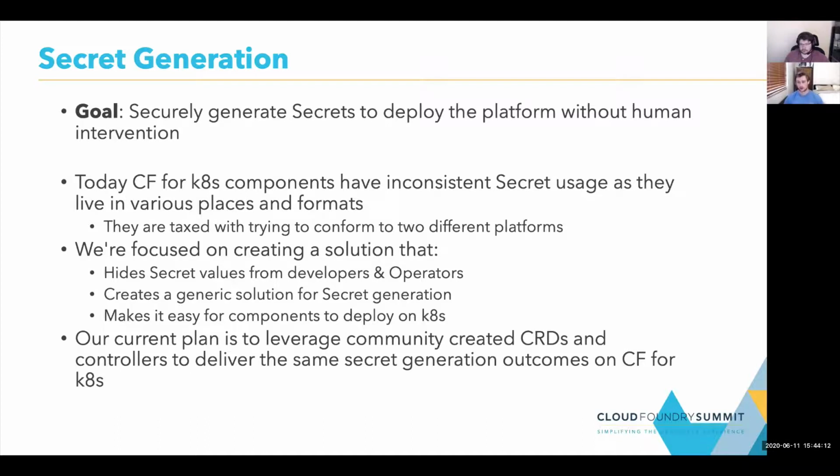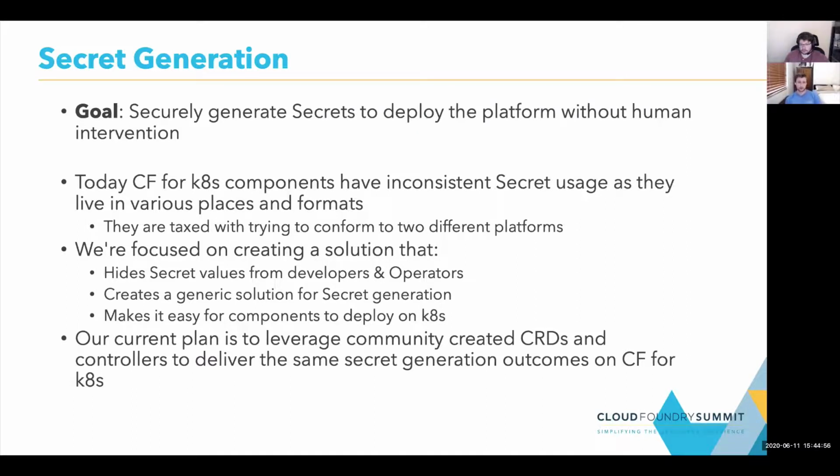themselves. So what our goal was on this track of work is to be able to securely generate capital S Secrets, which is a concept in Kubernetes that is a way to store credentials or passwords and that sort of stuff, to deploy the platform without human intervention. So today, as I mentioned, secrets are being used in a sort of inconsistent way. There's a lot of options you can do with capital S Secrets in the Kubernetes world, and teams are taking full advantage of that in order to try to make it so there's a limited amount of code difference between their Cloud Foundry offerings and the CF for K8s offerings.